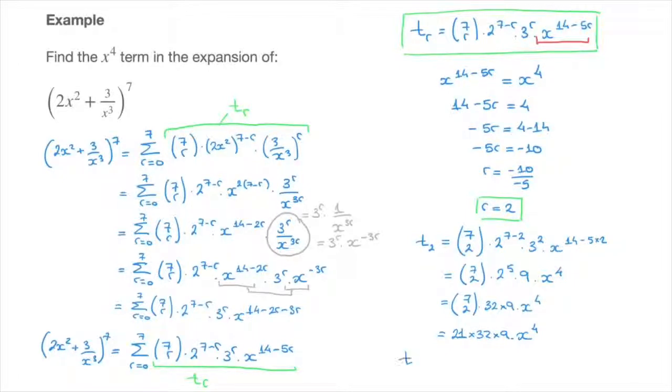Finally, we can state that the x to the power of 4 term is 6048 x to the power of 4. And that's the final answer. We've just located the x to the power of 4 term without writing all of the terms of the expansion. And that's it for this tutorial.